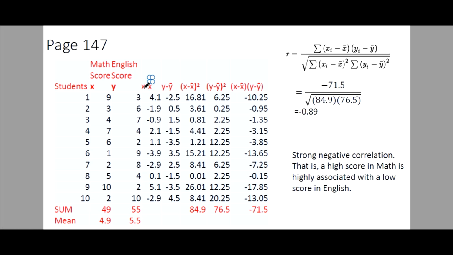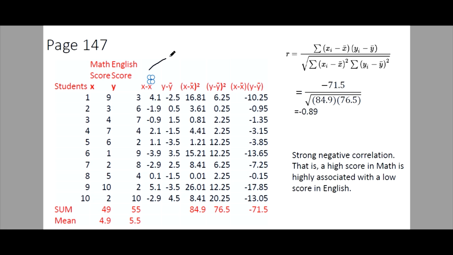And then find this for the x minus the mean of the x's. So we have 9 minus 4.9, which is 4.1. 3 minus 4.9, we have negative 1.9. 4 minus 4.9, we have negative 0.9, and so on. Next, for the y, we have 3 minus 5.5, we have negative 2.5. 6 minus 5.5, we have 0.5. 7 minus 5.5, we have 1.5, and so on.